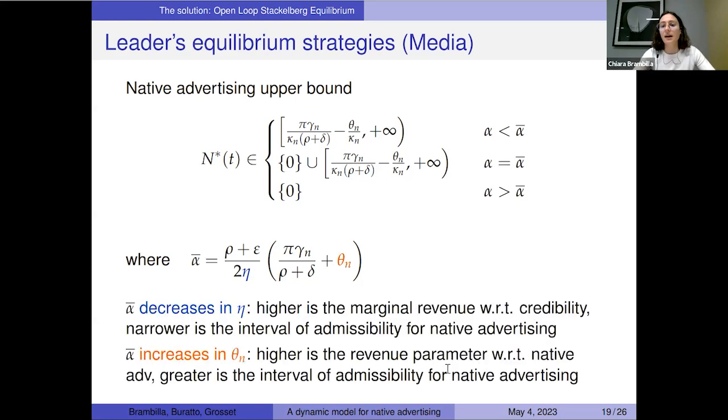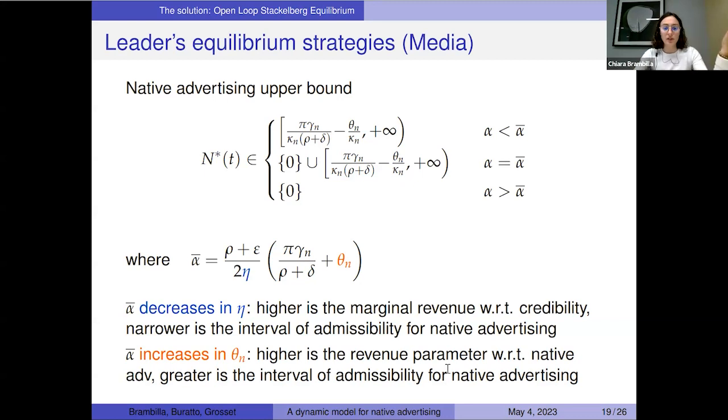And of course, it is important to understand better the threshold alpha bar. Looking at the threshold alpha bar, we can see that this threshold decreases with respect to eta, where eta was the marginal revenue with respect to credibility. This means that the higher the marginal revenue for the media outlet with respect to its credibility, the lower this threshold alpha bar is going to be. And this means that the interval of admissibility for native advertising is going to be narrower.